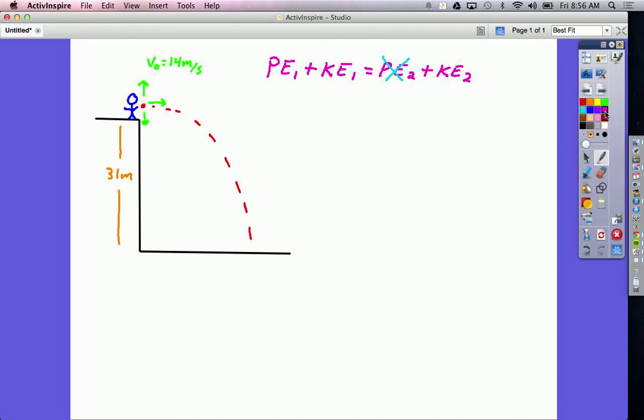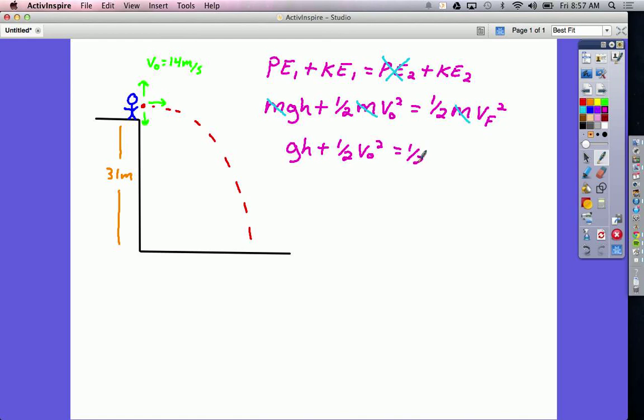So from here, we just have to expand our potential energy and kinetic energy equations to the variables that make them up. So potential energy is mgh, kinetic energy is 1/2 m v naught squared, and the kinetic energy later is 1/2 m vf squared. You'll notice each term has an m in it, so we can divide m out, and that will cancel in each term. That leaves me with gh plus 1/2 v naught squared equals 1/2 vf squared.